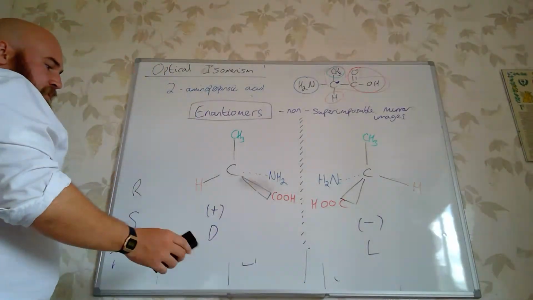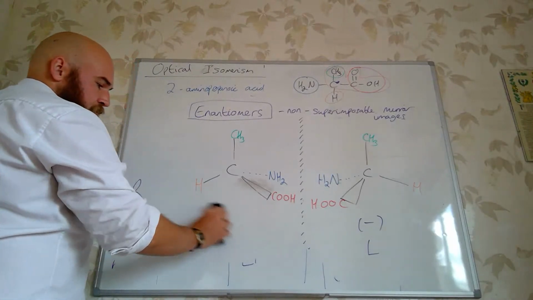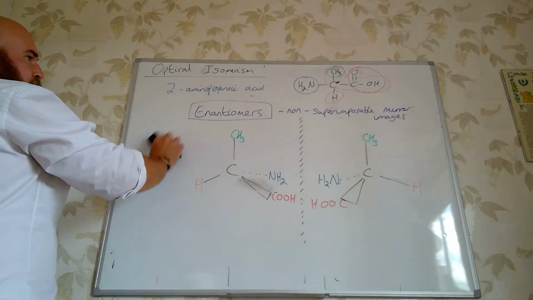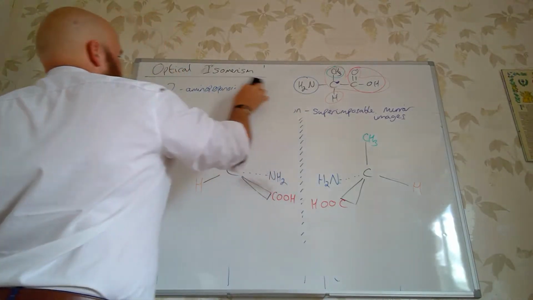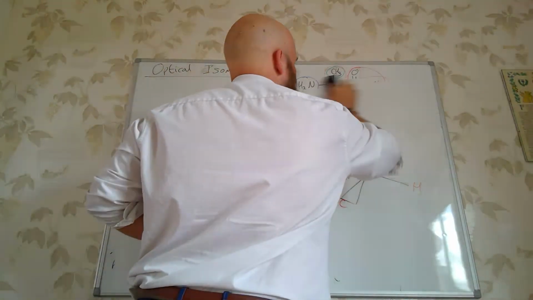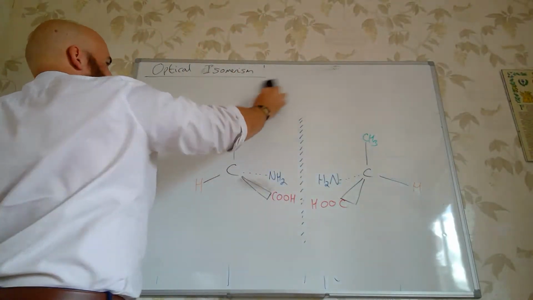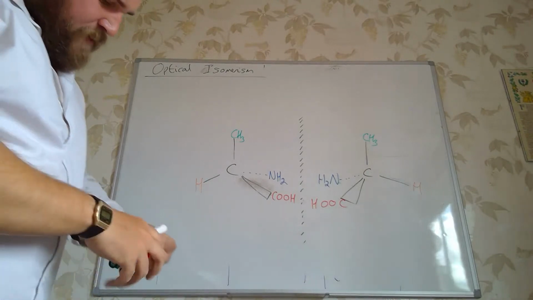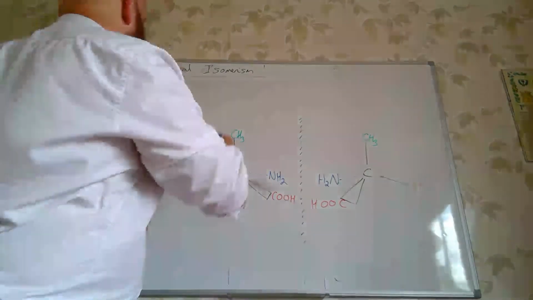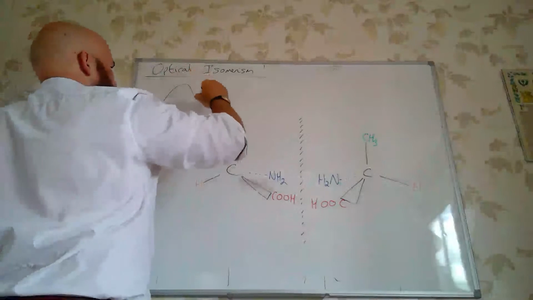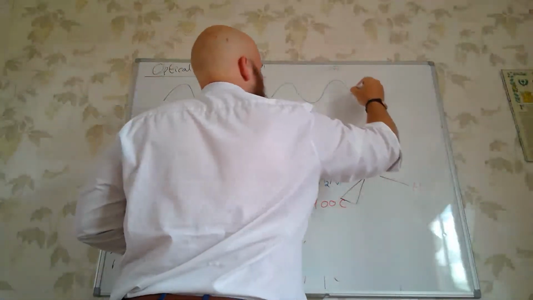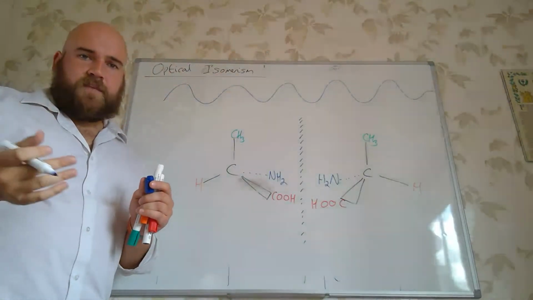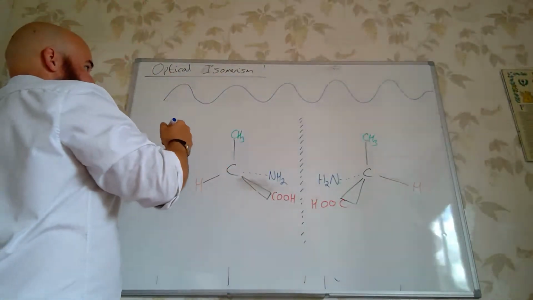How do I distinguish between them? I mentioned here that they rotate plane polarized light in opposite directions. But what is plane polarized light? So, first thing is we need to know what light is. Right, so GCSE physics, whilst I taught it, back in the day, I was taught that visible light is a transverse wave. Yeah, so visible light is a transverse wave.